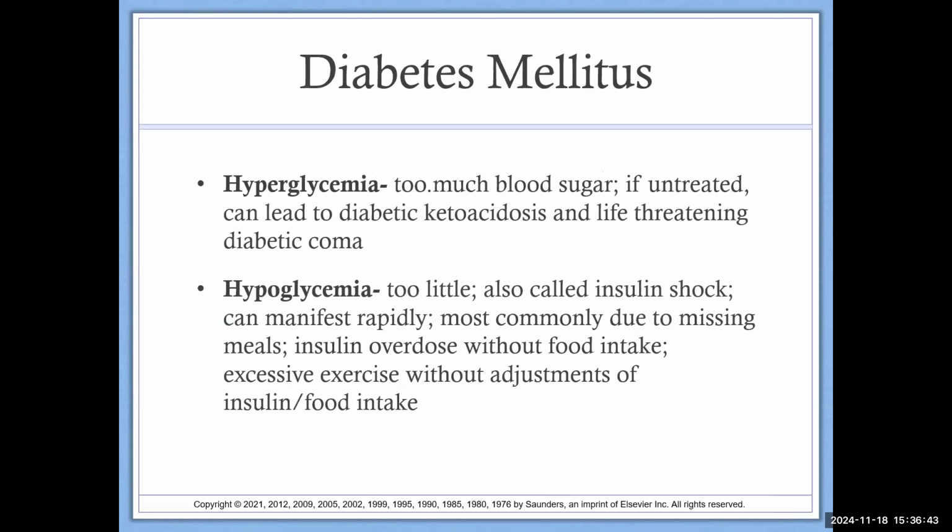We talked about this in medical emergencies. There's hyperglycemia and hypoglycemia. Hyperglycemia, as the name suggests, is too much sugar. If you leave it like that, you'll get diabetic ketoacidosis, and you can go into a life-threatening diabetic coma. Then there's hypoglycemia, where you have too little blood sugar, also called insulin shock. It can manifest quickly, and most commonly it's due to missing meals. Patients forgot to eat, and because of that they have an insulin overdose without food intake. There's also excessive exercise without adjustments of insulin.